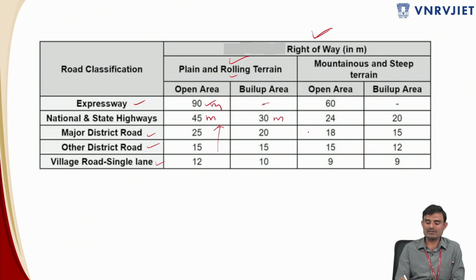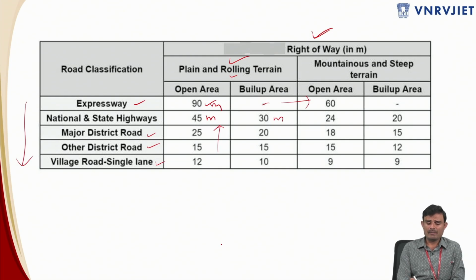So this is regarding plain and rolling terrain, open area and built up area. You just look into these values over here. For mountainous and steep terrain, you only have to see the observation when you move to higher terrains. That is, when you switch from rolling terrain to steeper terrain like mountainous and steep terrain, you will have reduced values of right of way. And the same way, just like the design speed, when you come from expressways to village roads, you have reduced speed. Similarly, you also have reduced right of way over here.